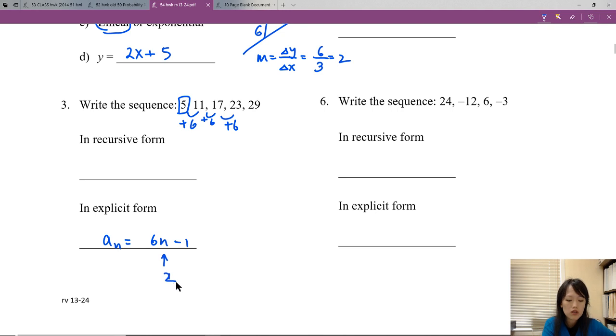Check 2. When you sub 2, do you get 11? Yes, 12 minus 1 is 11. Sub 3, I get 17. So that's my explicit answer. If I know what term I'm on, I just substitute that value for n.